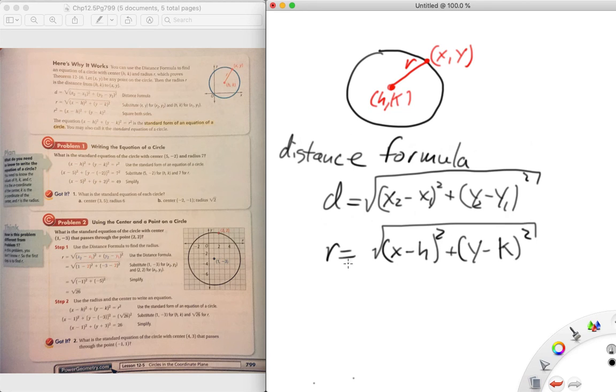Well, we don't want the square root there in this case, so we square both sides, and the square is going to get rid of the square root. What you do to one side, you do to the other. So you get r squared is equal to x minus h squared plus y minus k squared. So that's where it comes from. It is essentially the distance from the circle to the center, which is the radius.